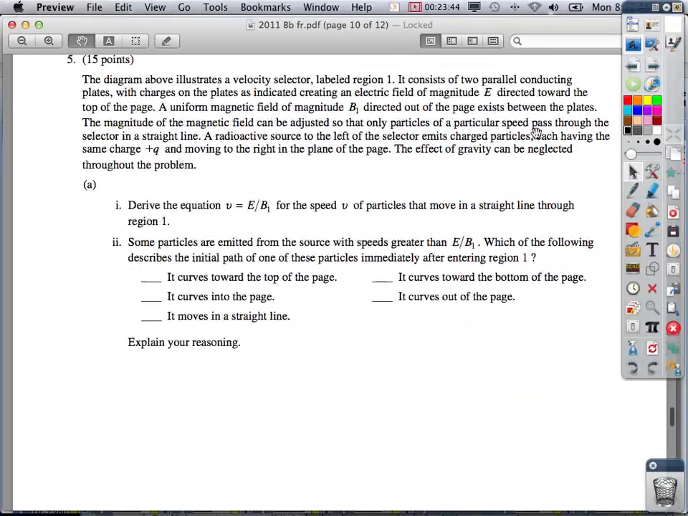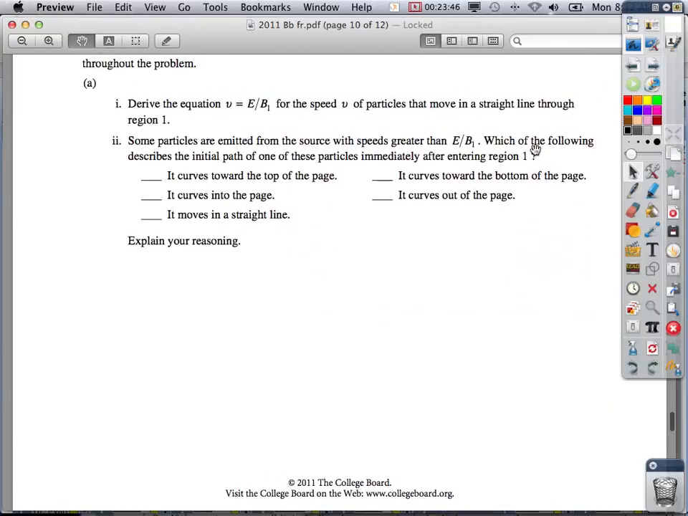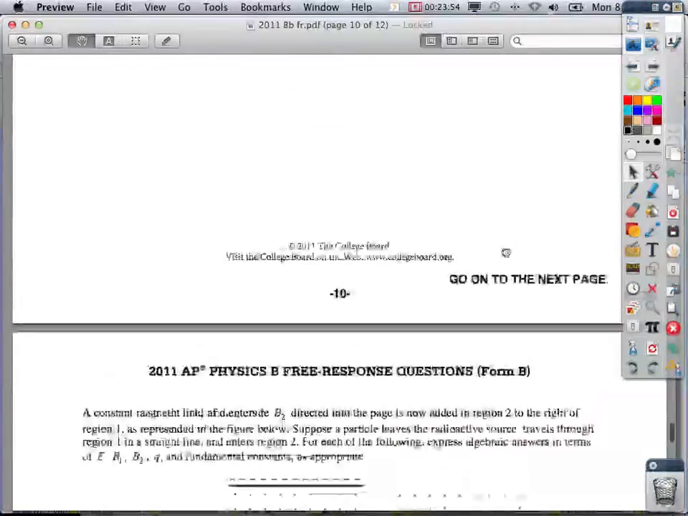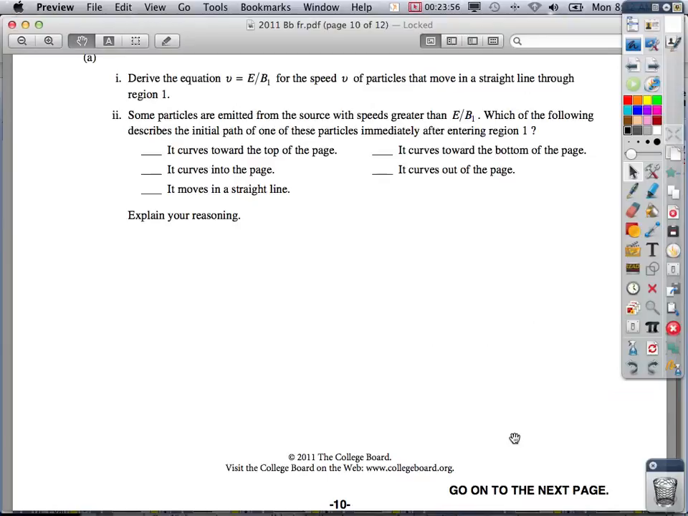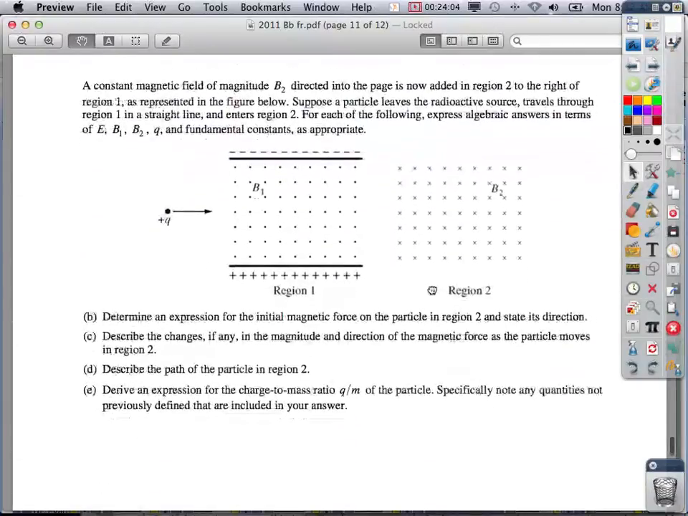Okay. So, which of the following describes the initial path of this particle immediately after entering: it curves towards the bottom of the page. Okay, and then I would explain my reasoning by what I showed up there. As v goes up, F_B goes up. When F_B is greater than F_E, it goes down. All right.